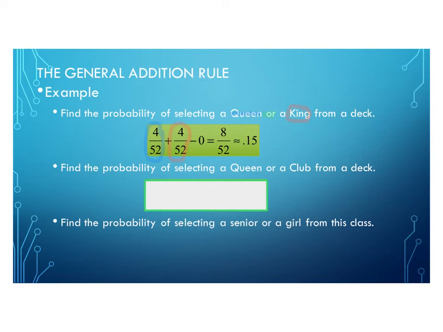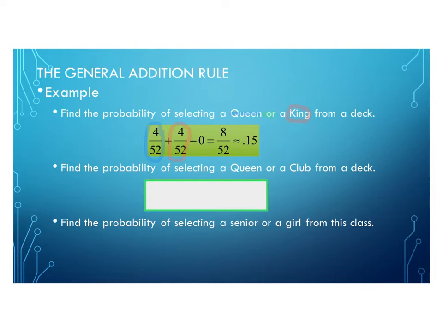And because you have no card that is a queen and a king, they are mutually exclusive. So we subtract 0, and we do get about 15%.